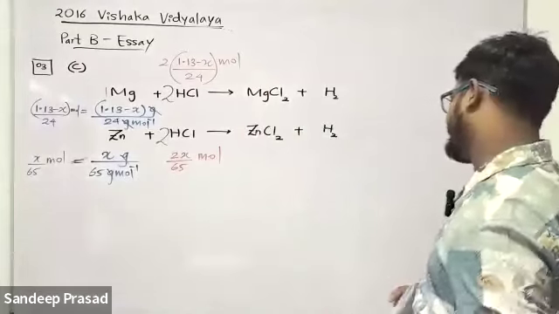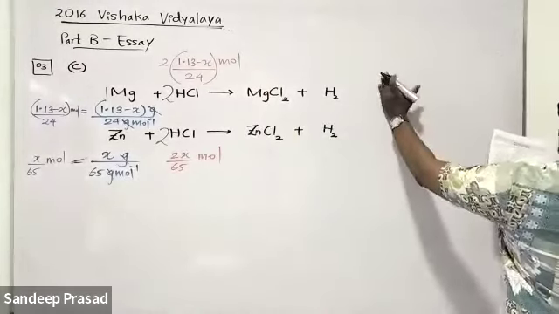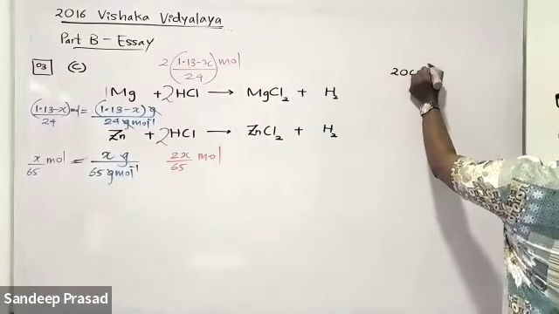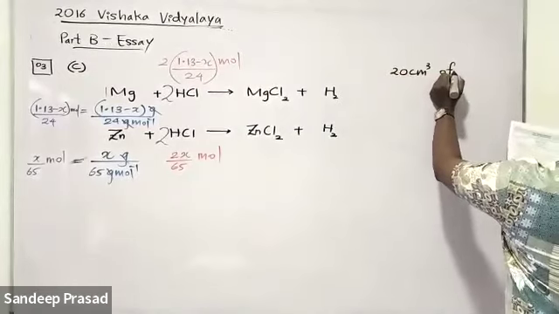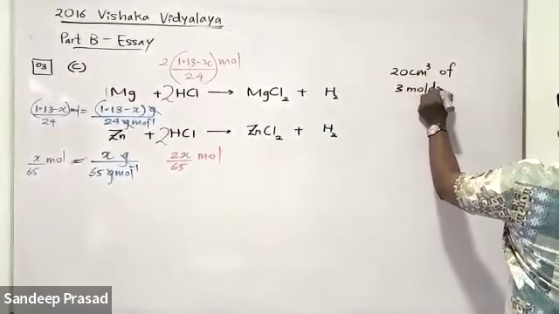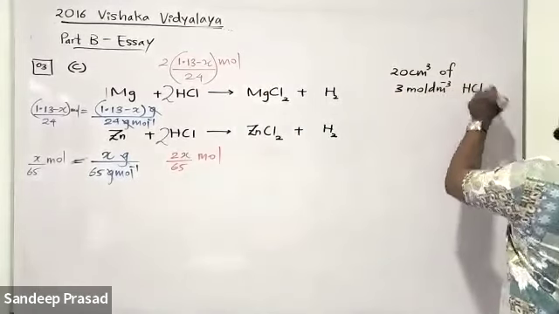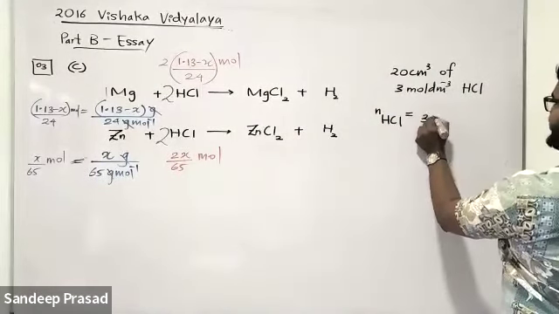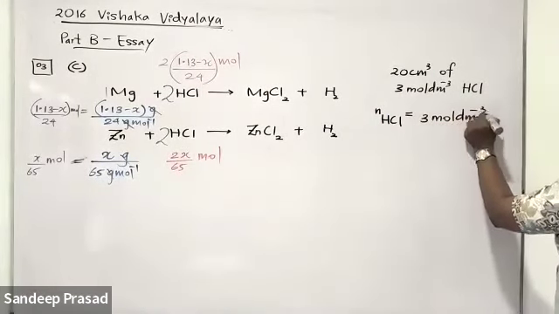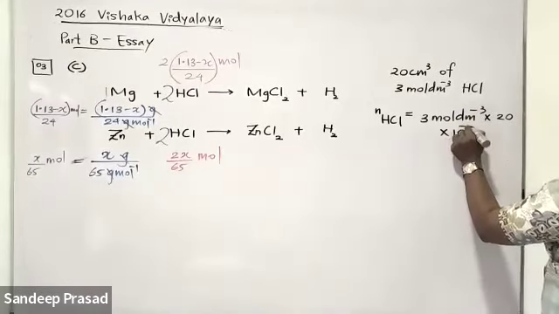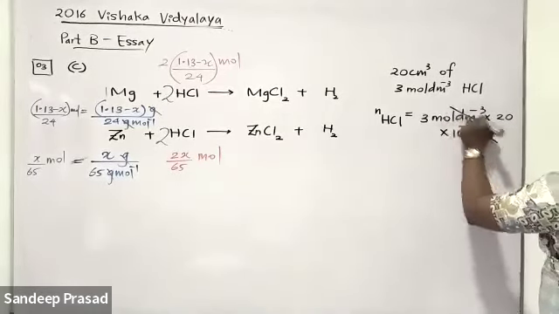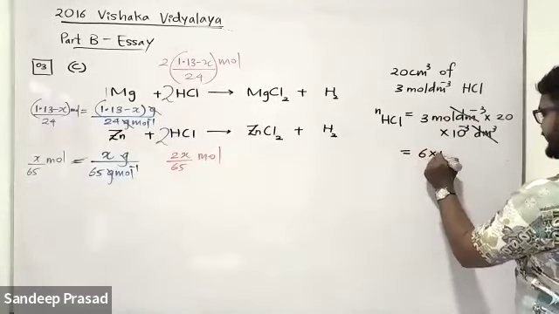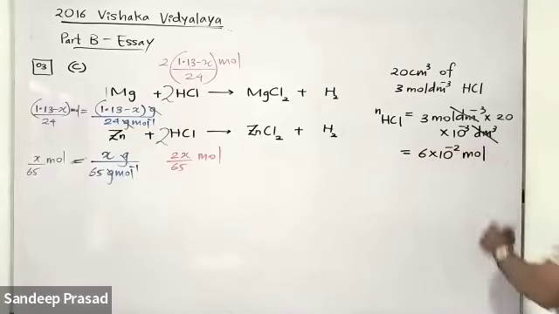And in addition to that, look at this one, separately they have given: was completely dissolved in 20 cubic centimeter of 3 moles per cubic decimeter HCl. Separately, they have given HCl moles also. That means the number of HCl moles will be concentration multiplied by the volume. 3 moles per cubic decimeter multiplied by 20 cubic centimeter. That means 20 into 10 to the power minus 3 cubic decimeter. Per cubic decimeter will cancel off. Therefore, 60 into 10 to the power minus 3. That means 6 into 10 to the power minus 2 moles HCl.